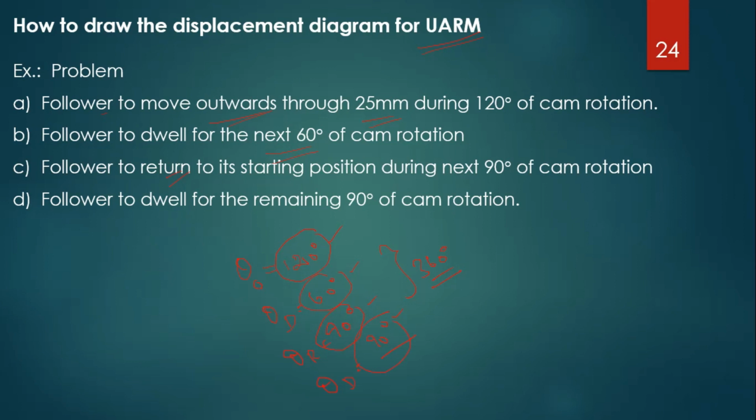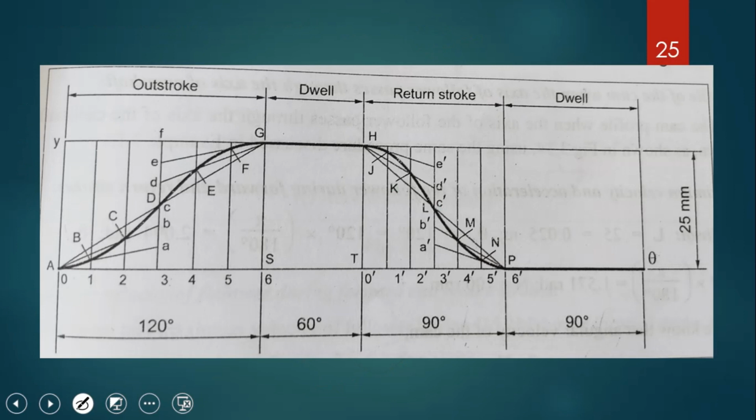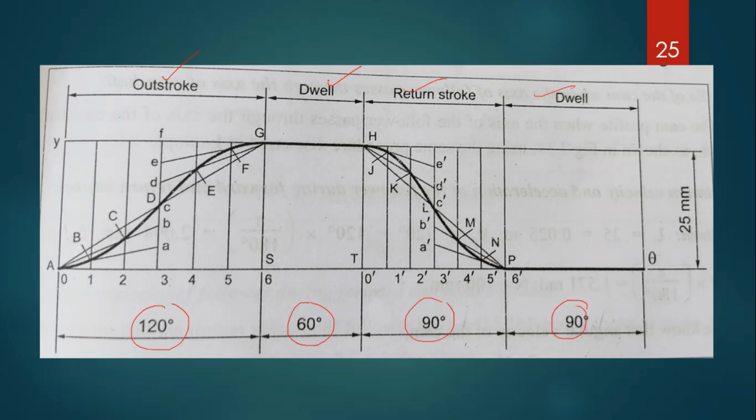I am using software to explain this, so this is how we are going to draw. Anyway, let me explain in the software. This is outstroke, and this is dwell, return stroke and dwell. First the outstroke, which is 120 degrees as we discussed in our previous slide according to the given data, and next 60 degrees for dwell, 90 degrees for return stroke and 90 degrees for the remaining last dwell, right?